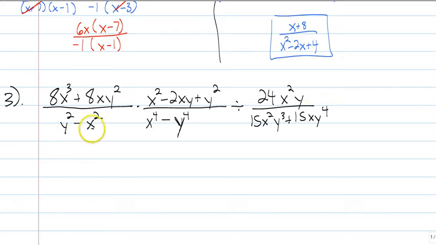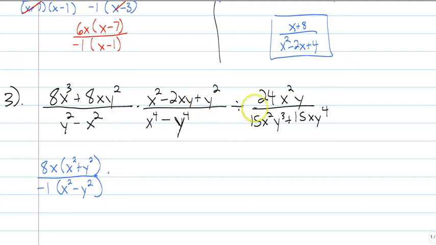So, I can pull out an 8x on top, and I get x squared plus y squared. I can pull out a -1 on the bottom, so x is first, which makes it easier to factor. And I get x squared minus y squared.